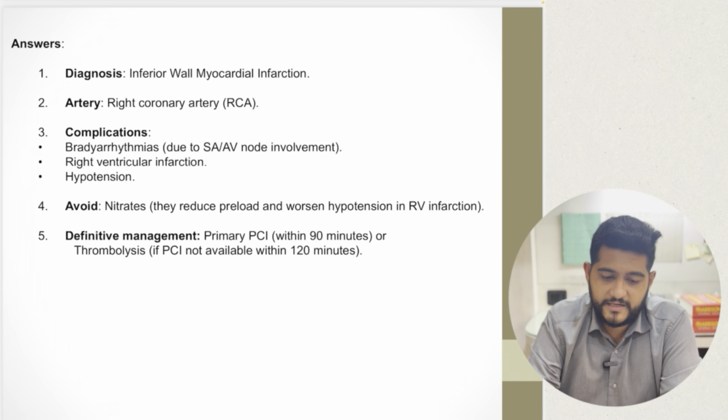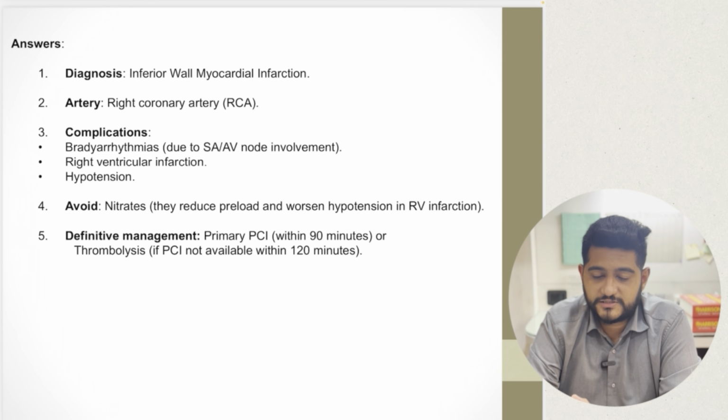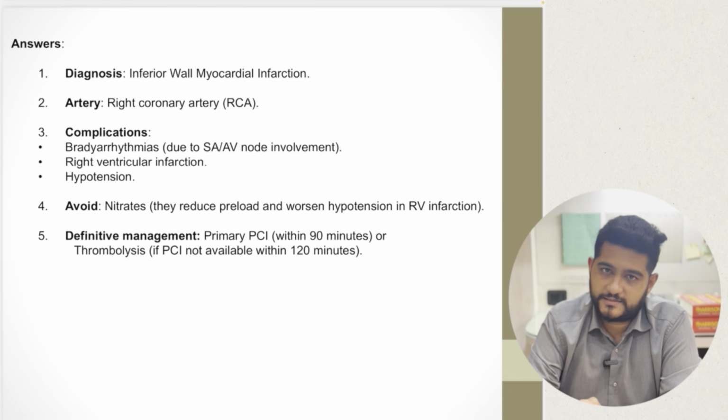Complications are bradyarrhythmias, right ventricular infarction and hypotension. And you have to of course avoid nitrates when RV infarction is suspected. Definitive management is of course primary PCI in a PCI-capable center and thrombolysis in a non-PCI center, but definitely you have to refer the patient ultimately to a PCI center.